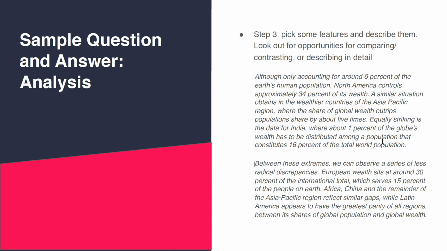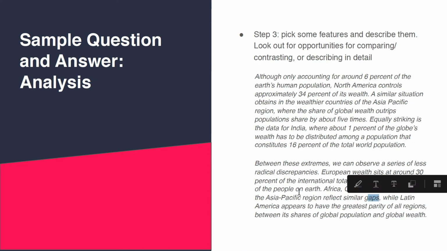So now that I've set the parameters, the 2 extreme examples, I'm looking in the middle. Between these extremes, and these is a linking word because it refers back, we can observe a series of less radical discrepancies. European wealth sits at around 30% of the international total, which serves 15% of the people on Earth. Africa, China, and the remainder of the Asia-Pacific region reflect similar gaps.